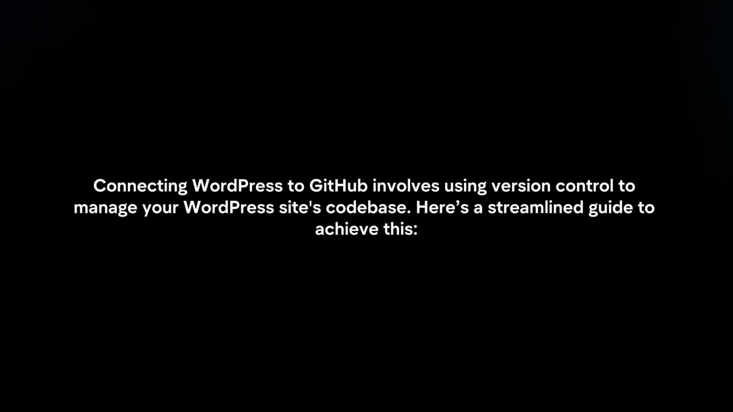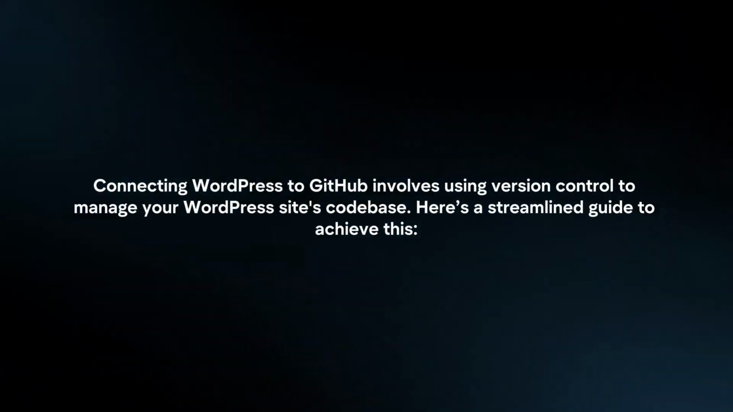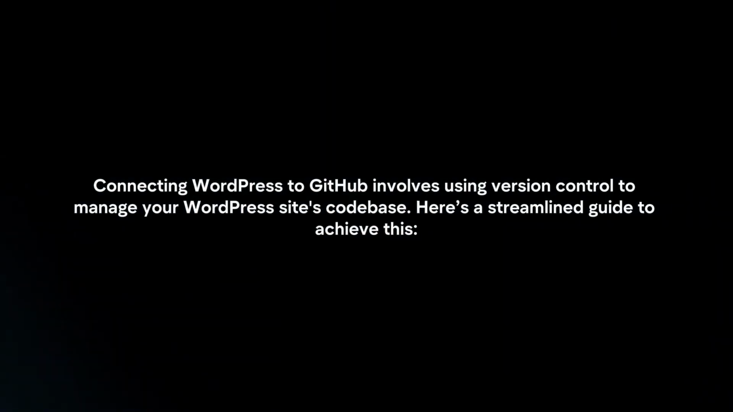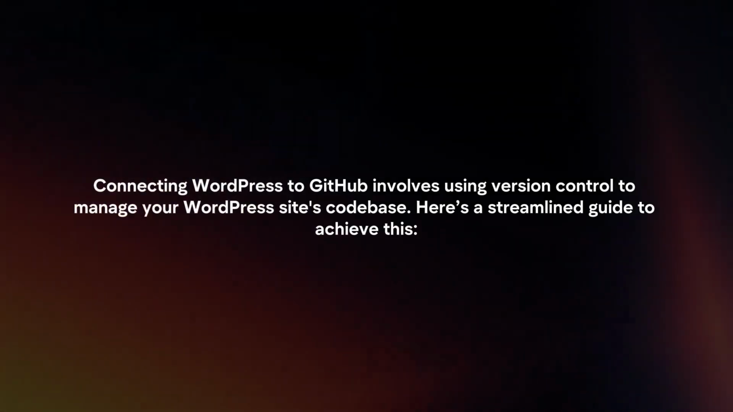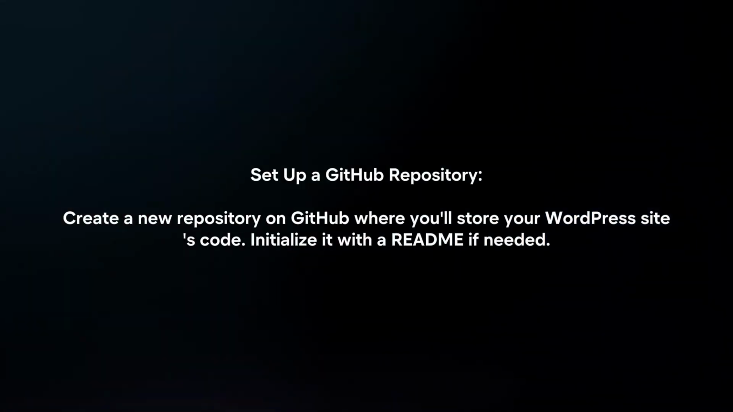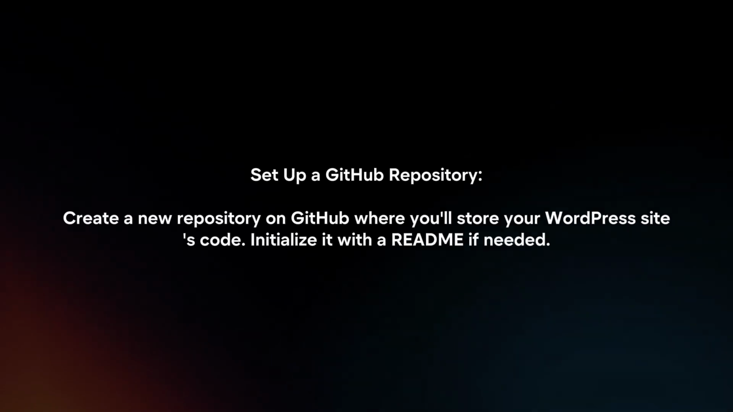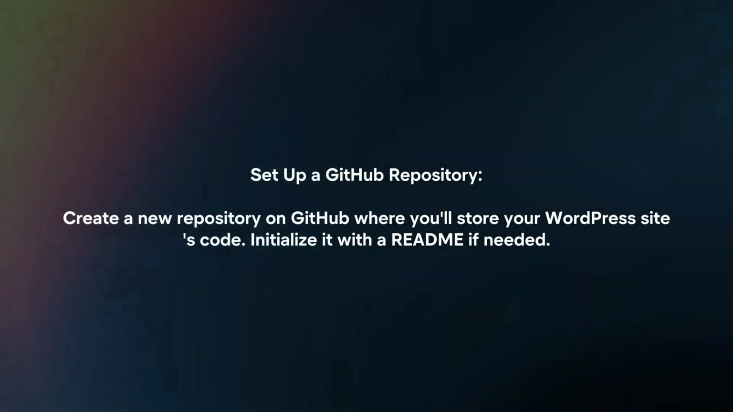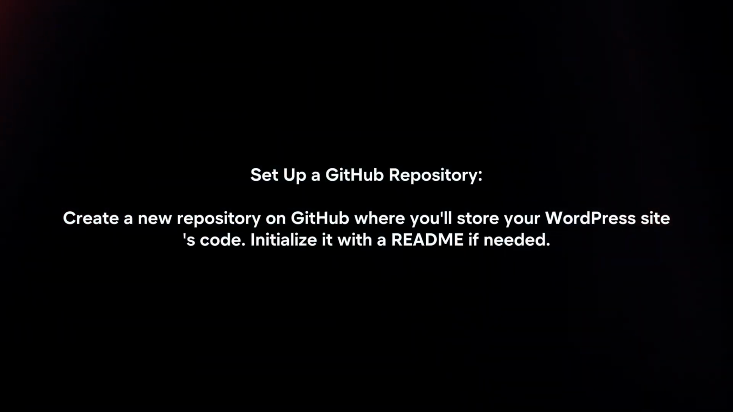Connecting WordPress to GitHub involves using version control to manage your WordPress site's codebase. Here's a streamlined guide to achieve this. Set up a GitHub repository. Create a new repository on GitHub where you will store your WordPress site's code. Initialize it with a README if needed.